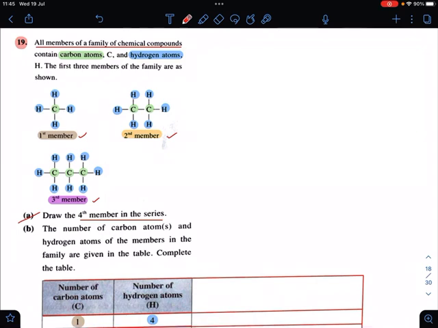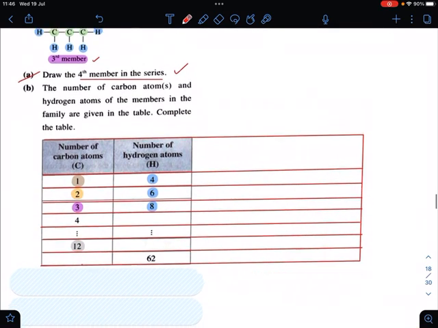So the fourth member obviously will have four carbons, surrounded by these hydrogen atoms. You will learn this topic in your Sec 4 chemistry, under organic chemistry. Very interesting organic chemistry chapter, alkanes and alkenes. So that's your fourth member. Done deal. Part B is much more interesting.